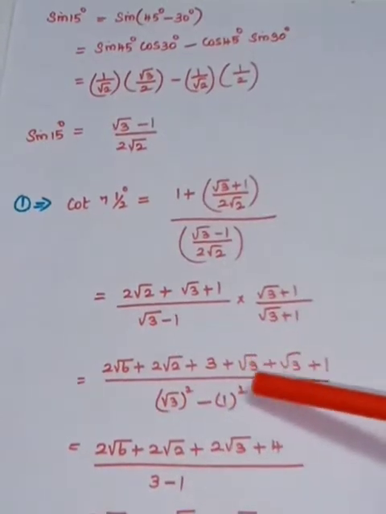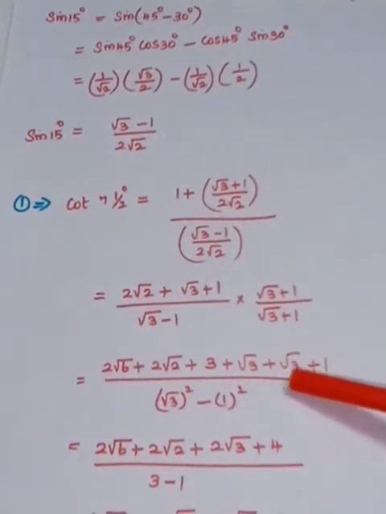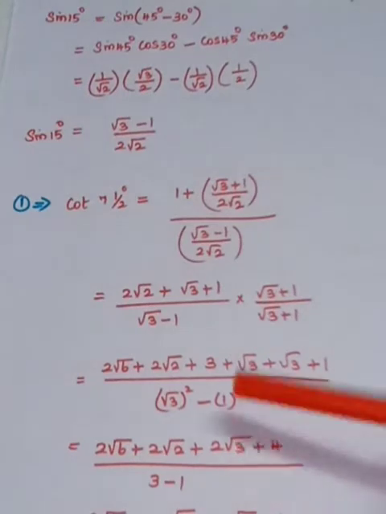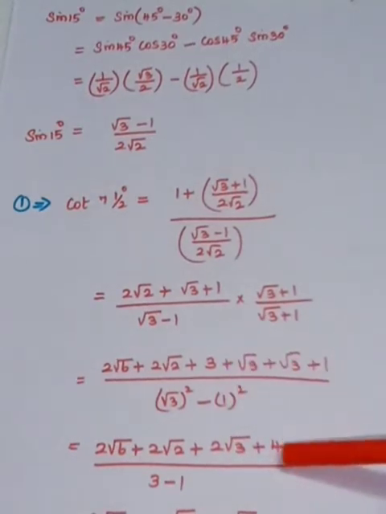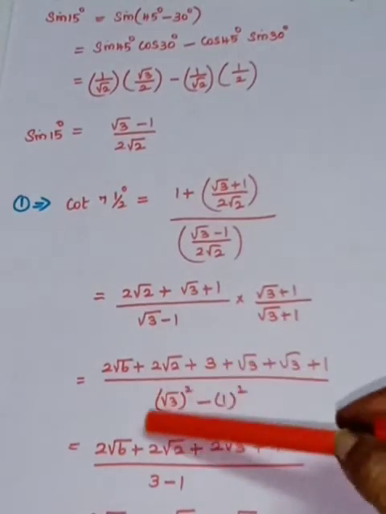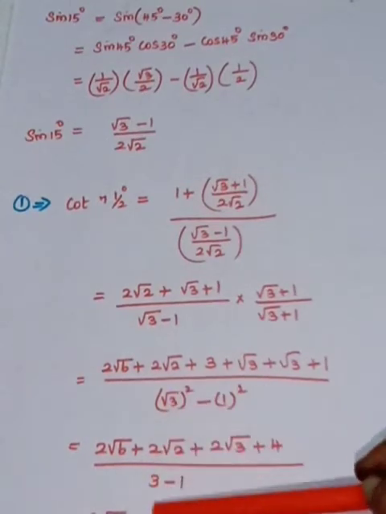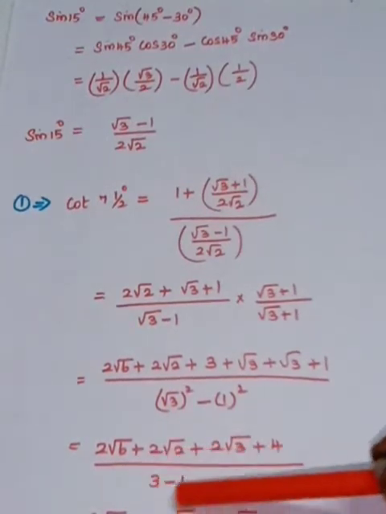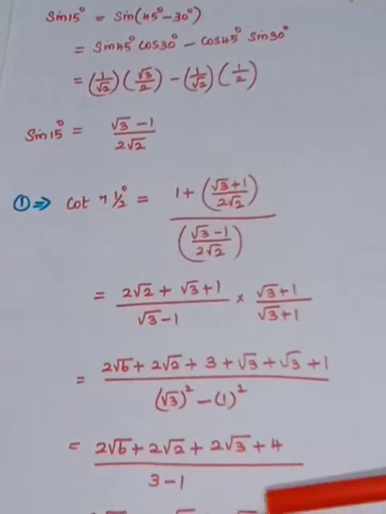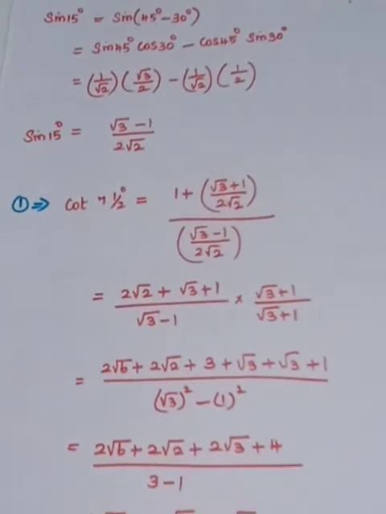You see that now, root 3 plus root 3 is 2 root 3. What is 3 plus 1? That is 4. Okay. So in the denominator, what is root 3 the whole square? That is 3 minus 1. What is 3 minus 1? That is 2. So the whole term has to be divided by 2.